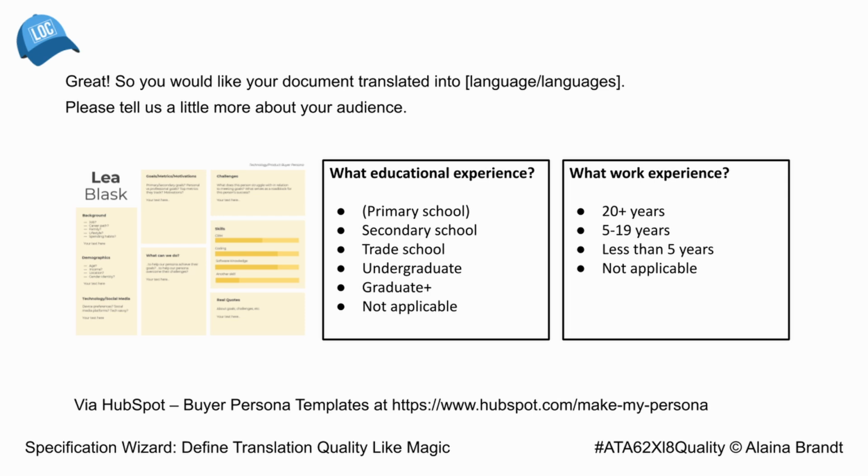Okay, and so let's say they've chosen their region of the map, and so now we can see, great, you would like your document translated into these languages. Okay, so please tell us a little bit more about your audience. And you'll recall that a little bit earlier we looked at that HubSpot buyer persona. There's a whole series of multiple choice questions that could be asked in order to help determine, in a very automated and standardized way, what are the demographics of this audience? So suddenly we're getting, okay, this is the educational experience that the person has. This is the work experience. Maybe requirements are collected in a dialog box of some kind.